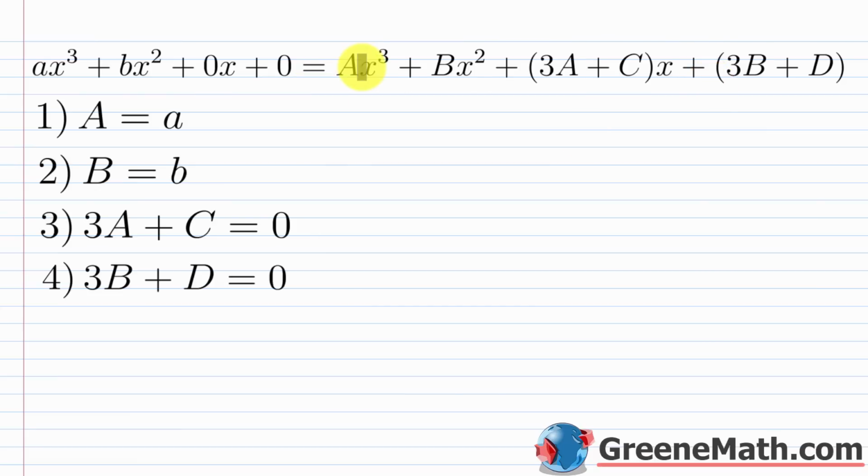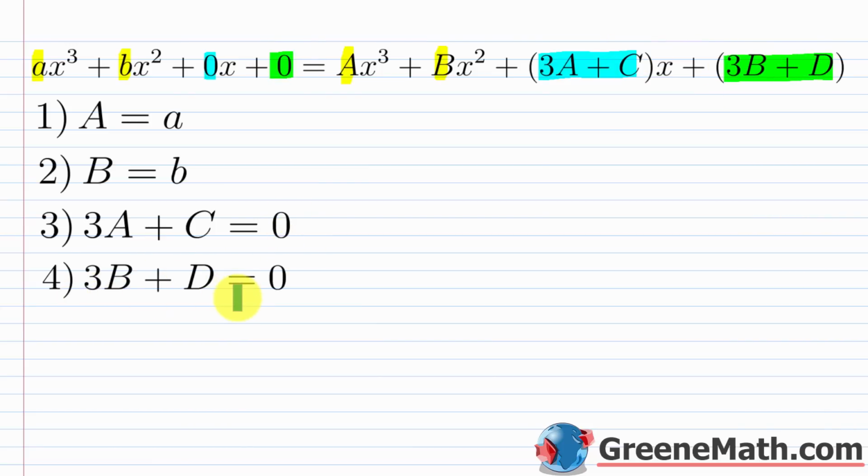So notice that if you equate the coefficients, this uppercase A is going to be set equal to this lowercase a. So capital A is equal to lowercase a. The same thing is going to happen with this B, so capital B is set equal to lowercase b. And then you have 3A + C, that's the coefficient for x, which is equal to 0 because that's the coefficient for x here. So there's your 3A + C = 0. And for this one, this is 3B + D, that's your constant, set equal to 0. So here's your 3B + D = 0.